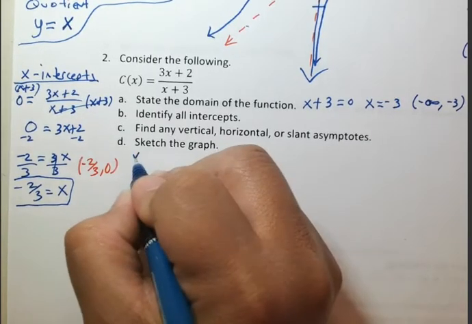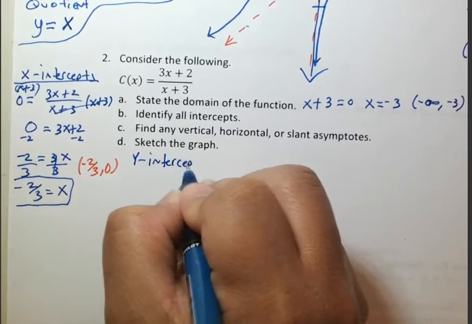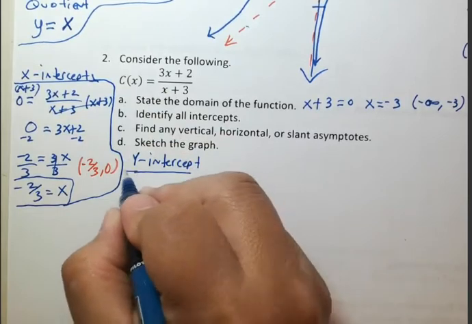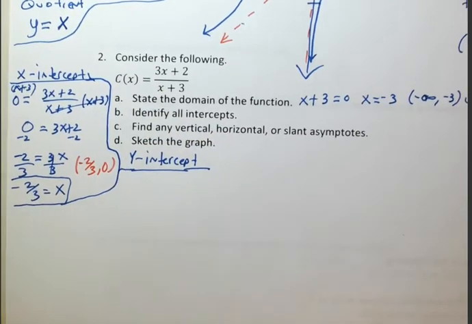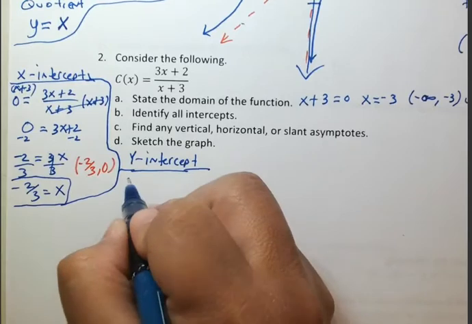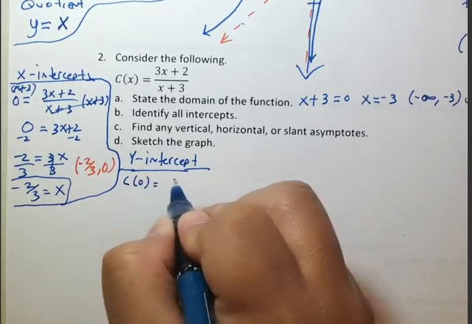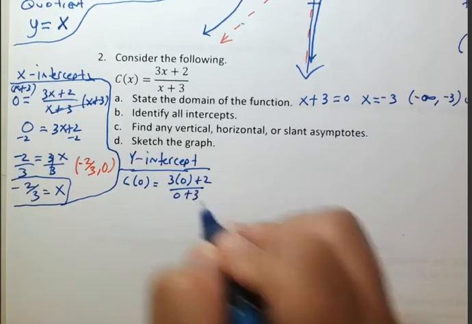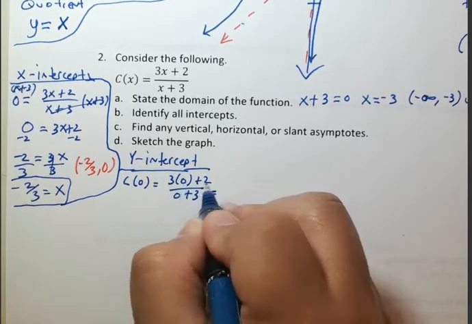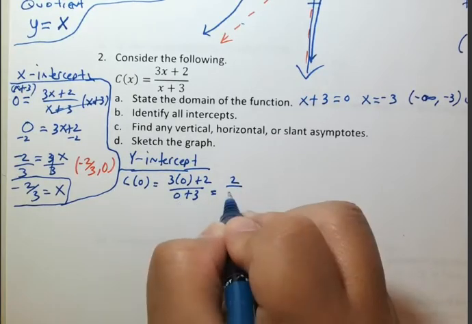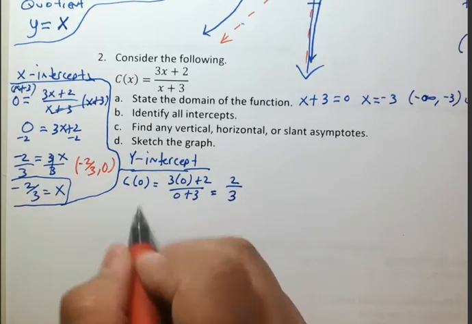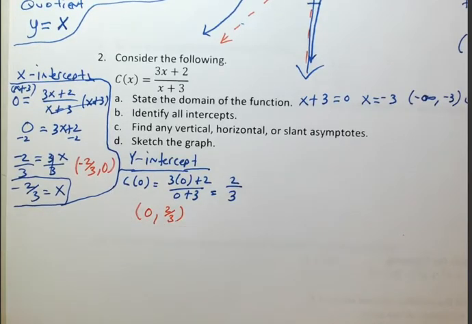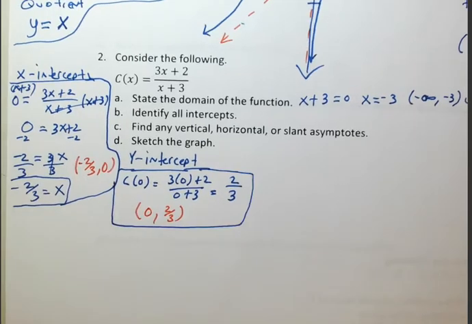Then we can find the y-intercept. So the y-intercept, you let x equal 0. So we have c of 0 is equal to 3 times 0 plus 2 divided by 0 plus 3. 3 times 0 is 0 plus 2 is 2. 0 plus 3 is 3. So the point here is 0 and 2/3. Okay, vertical asymptote.